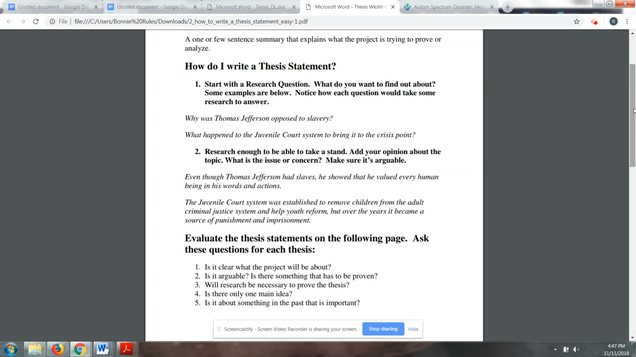Will research be necessary to prove the thesis? The answer must always be yes. If I say, is the sky blue? Well, yeah, you can go into the different ways we see the color blue or why the chemicals react the way they do, but ultimately there's not really much research needed for that. And is there only one main idea?